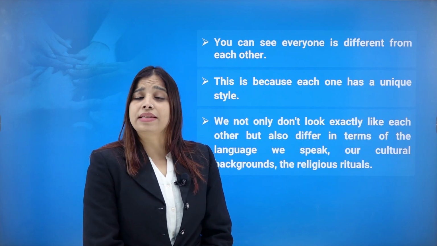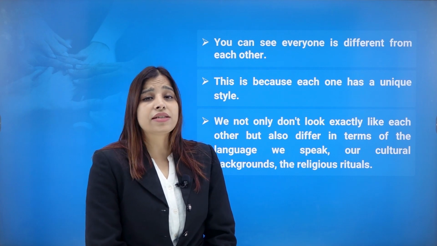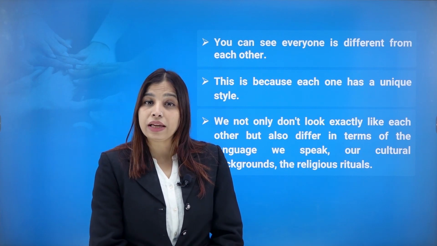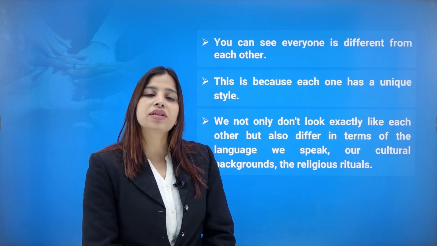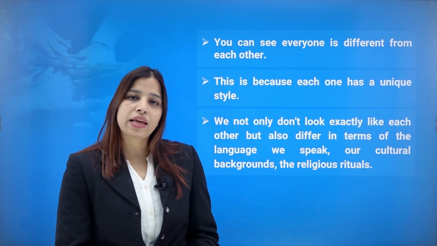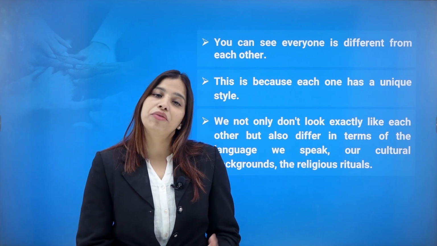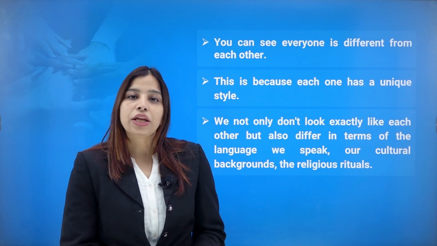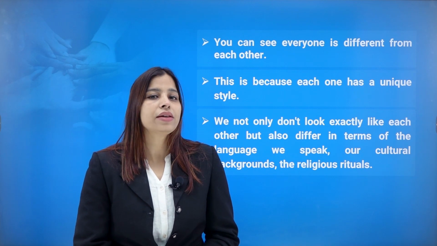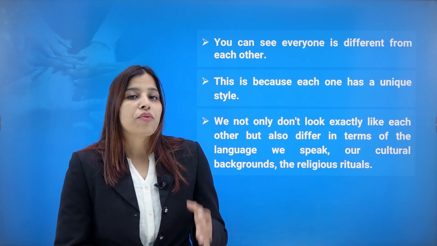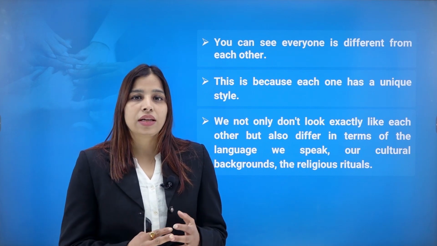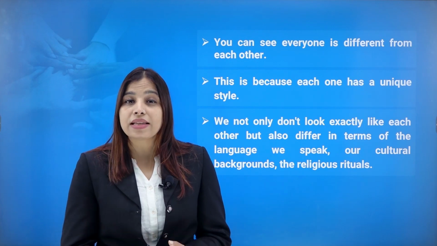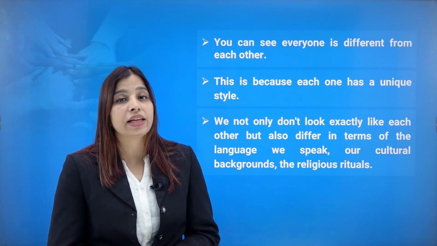We not only don't look exactly like each other, but we also differ in terms of the language we speak, the kinds of clothes we wear, the cultural backgrounds to which we belong, and the different religious rituals that we follow. Maybe the kind of clothes that you are wearing and the kind of clothes that your best friend wears are different. Similarly, you may follow a different religion and your friend may follow a different religion. When you are celebrating a particular festival, the festival that you celebrate and the festival that maybe your neighbors or your friends celebrate are totally different.